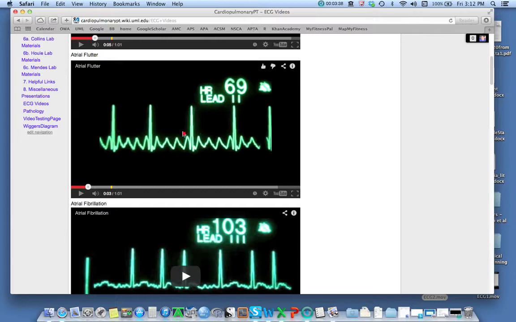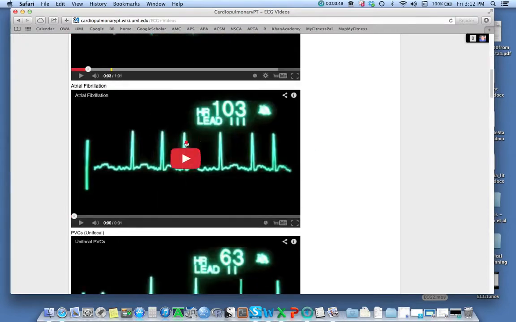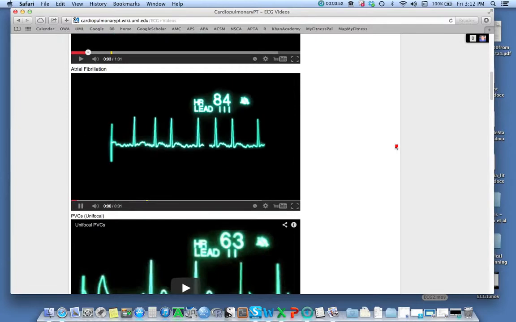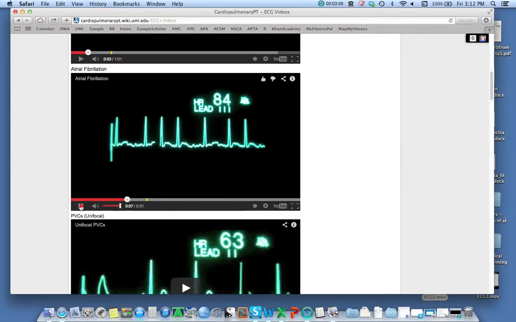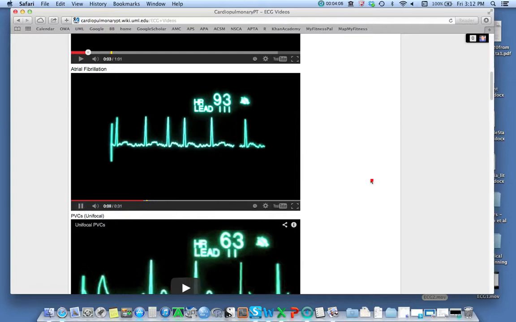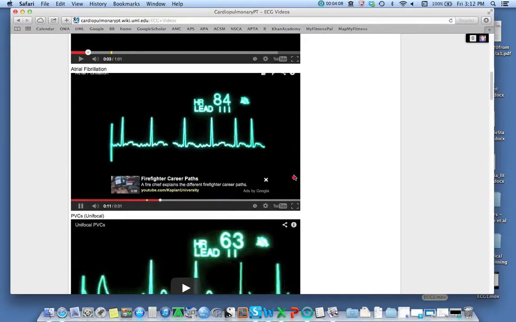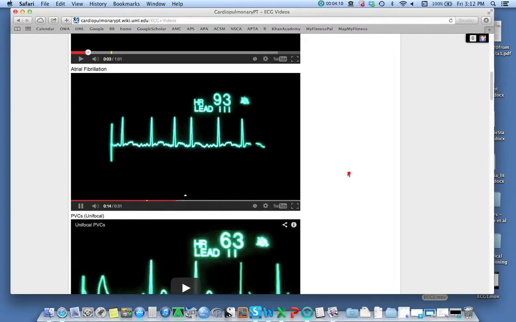This doesn't last very long, as I said in the previous video, because it's a lot of work for the atria. They eventually tire of working so hard for the amount of blood they're getting, and they decompensate into atrial fibrillation. This is what atrial fibrillation looks like. You've got no discernible P waves, and you've got this occasional QRS complex. It leads to a very irregular pulse rate. It's an irregularly irregular pulse rate.